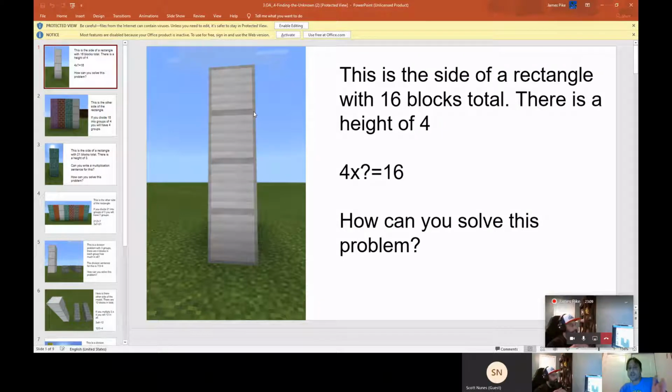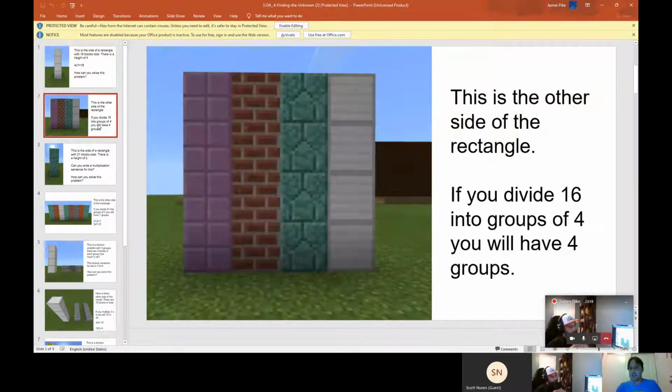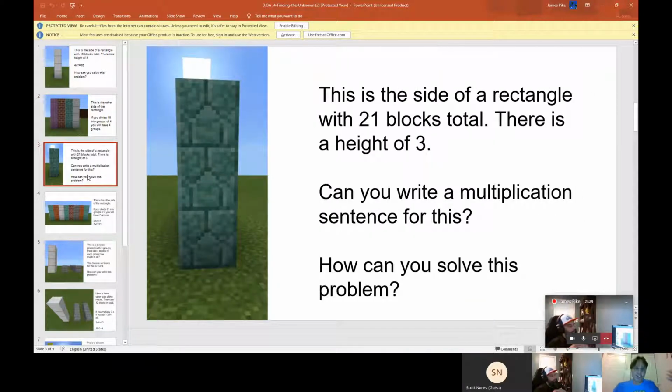So right here, I'm showing you the side of a rectangle that height is 4. I'm going to give you a clue. There's 16 blocks in this rectangle. When I walk around to the other side, it's going to look like that. See, there are 16 blocks divided into 4 colors. All right, then you're going to go over this with your student.